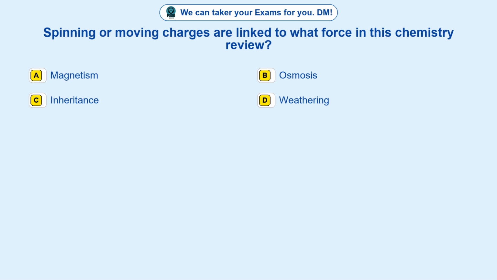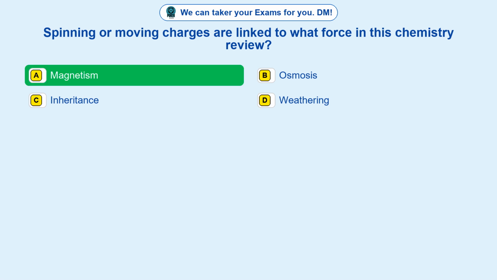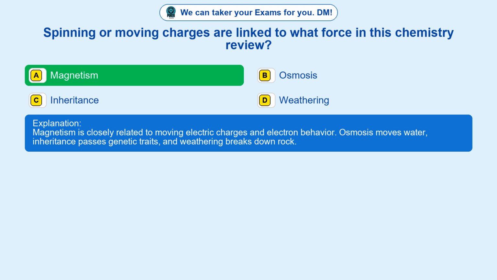Question 74. Spinning or moving charges are linked to what force in this chemistry review? Option A, magnetism. Option B, osmosis. Option C, inheritance. Option D, weathering. The correct answer is option A, magnetism. Magnetism is closely related to moving electric charges and electron behavior. Osmosis moves water, inheritance passes genetic traits, and weathering breaks down rock.